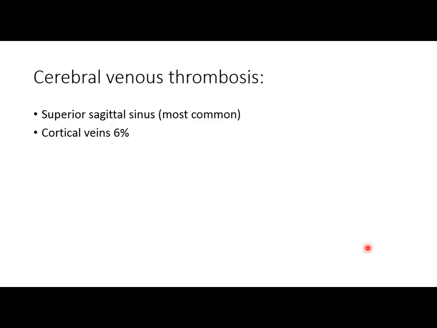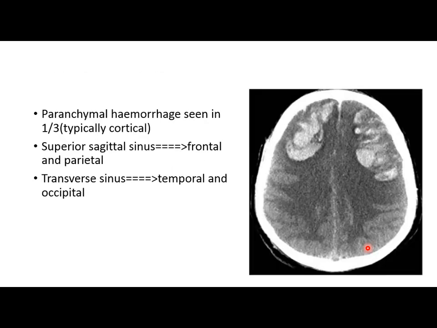Cerebral venous thrombosis. It is also a common cause of headache. It is most commonly seen in the superior sagittal sinus, and also in the cortical veins, it's seen in around 6%. The thrombosis will cause hemorrhage because the thrombosis will cause thinning of the vessel and will cause bleeding. And this is the parenchymal hemorrhage presentation, which is seen in around 1/3 of the patients.